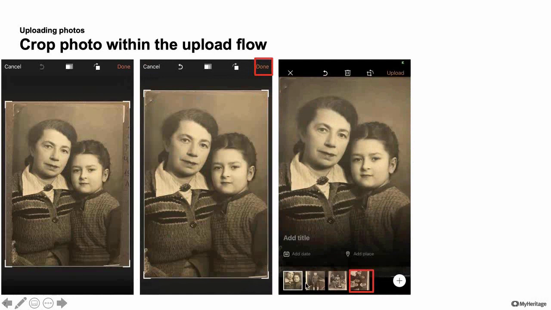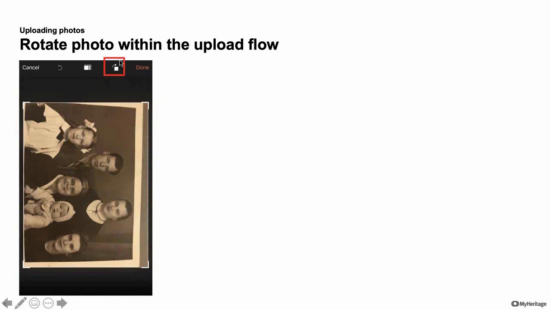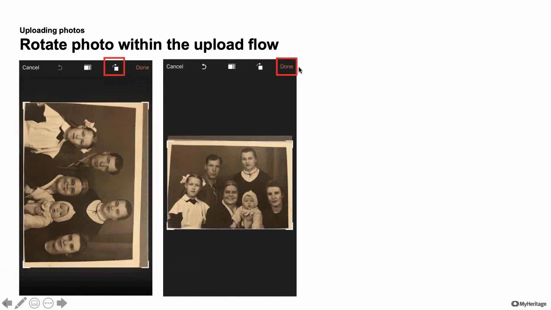Now I'll go to another image that you see here that is now vertical and not horizontal. Here I would like to go to the edit photo area again and rotate it until I get the wanted results, as you see here. Once I've done that, I'll tap Done.